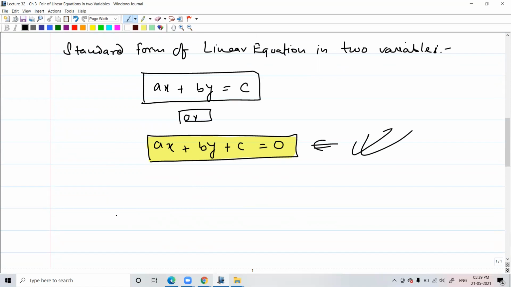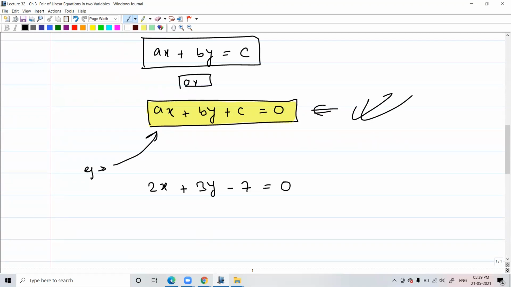So now let me give you some examples of a linear equation in two variables, and you will tell me how you relate it with this standard form. Let's say if I say 2x plus 3y minus 7 is equal to 0. Look at this and look at the standard form. Do they look very similar? Yes, sir. Yes, they do.